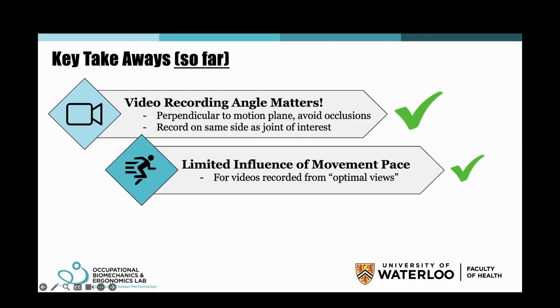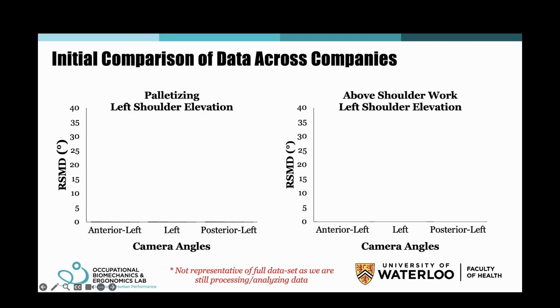Before I get into a little bit of a summary, I just want to show an initial comparison across the companies, to show that we're seeing it across all the companies that we've been looking at, and not just 1 or 2 companies driving the data. This is going to be focusing on the left shoulder elevation angle from the views on the left side of the person, so narrowing our scope a little bit.